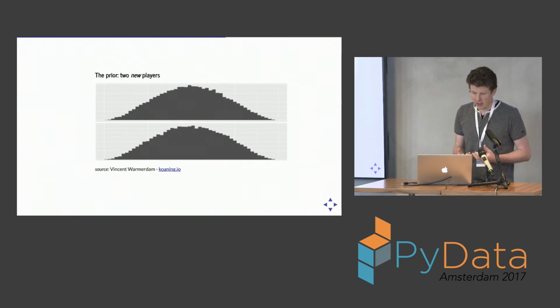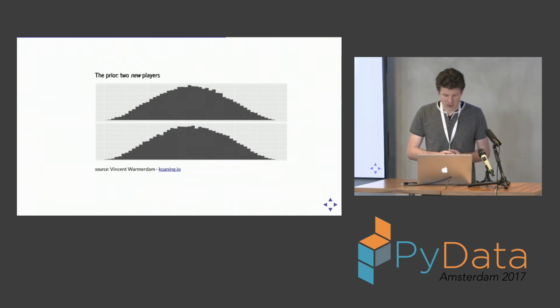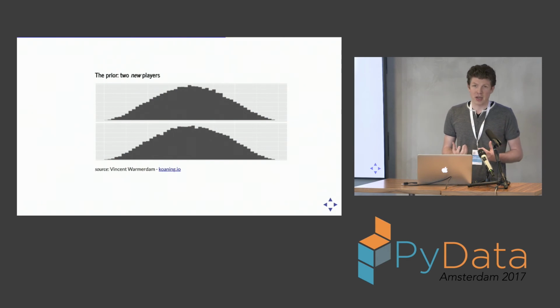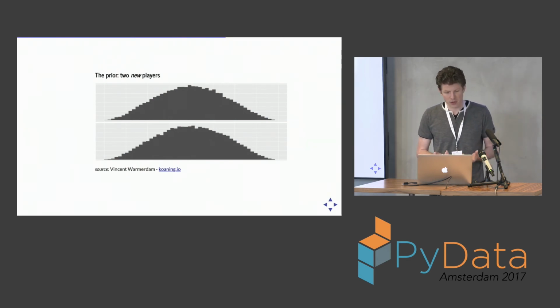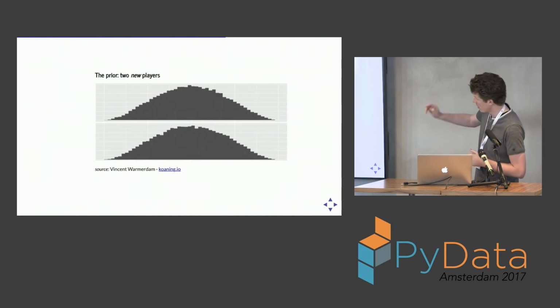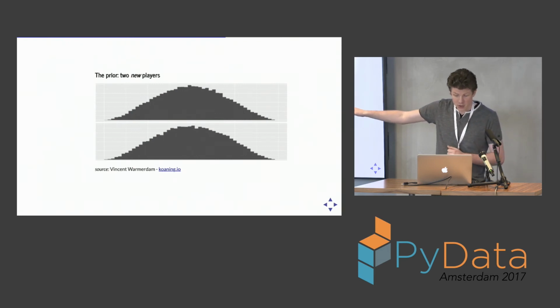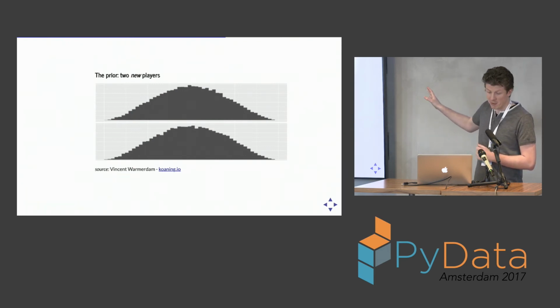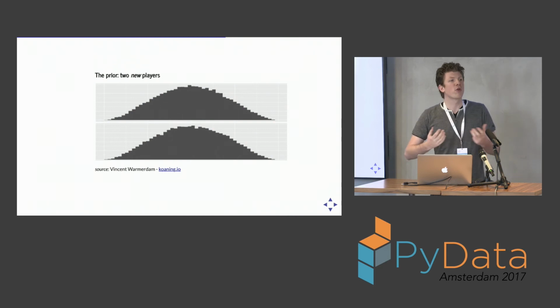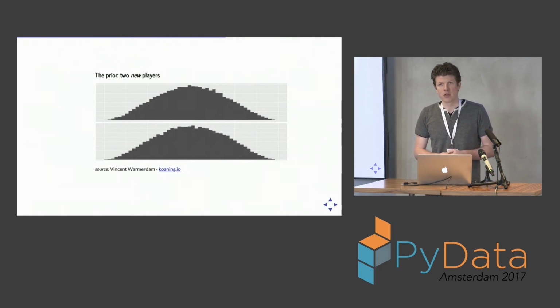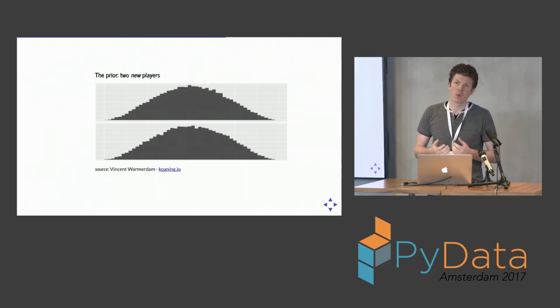So it works roughly like this, and I stole this from Vincent's blog. So suppose you have 2 new players, then you create your prior knowledge of these players on a scale from left being very bad to the right being very good. Then you know nothing about them, so they must be somewhere in the middle, probably. So your distribution of their skill will be quite wide and centered in the middle.